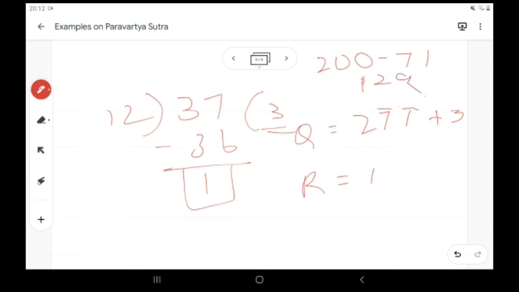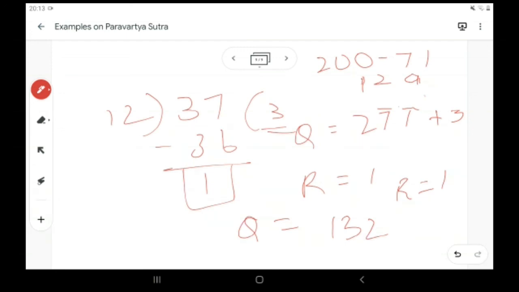Yeah, 129. So 129 plus 3 is nothing but 132 will be our final quotient, and the final remainder is 1. So I hope you have understood how to solve division problems using the Paravartya Sutra, and I hope it's clear.